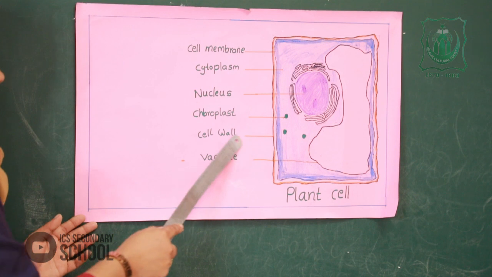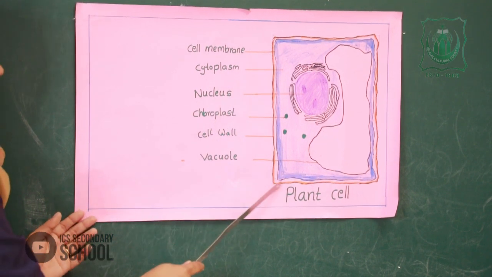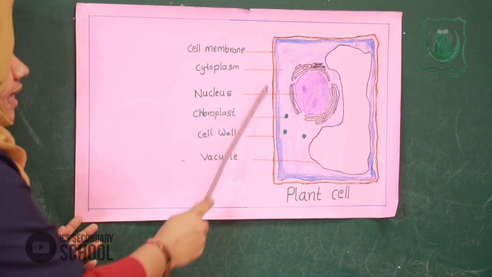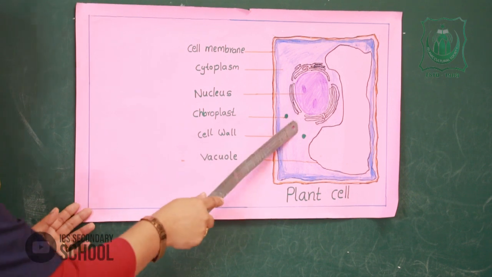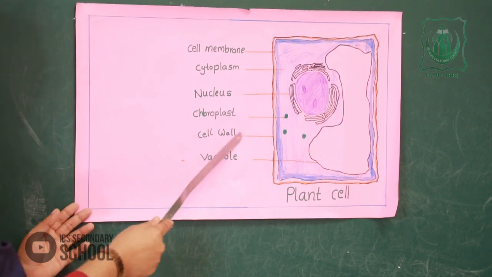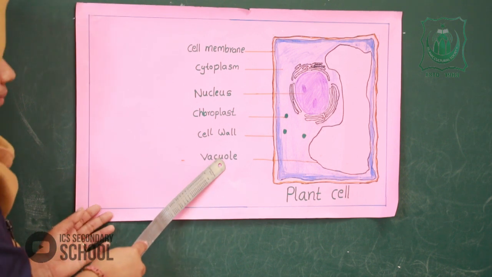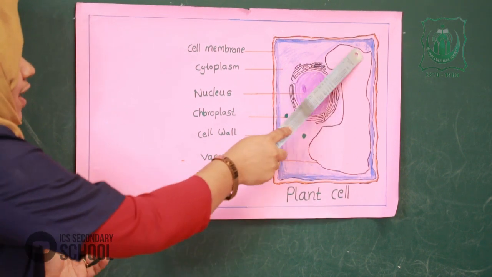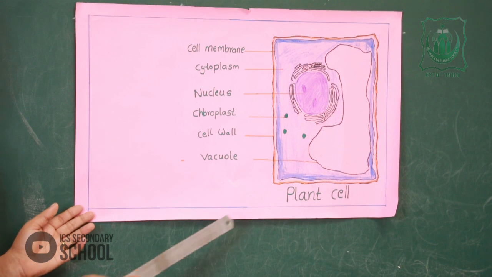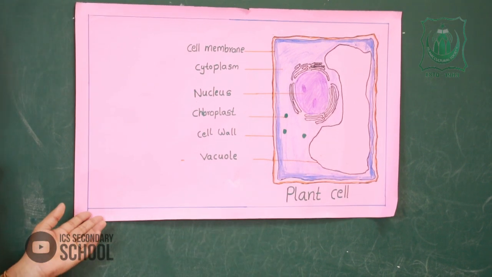Then cell wall. Cell wall is the outer layer of the cell. It is just outside the cell membrane. Then vacuole. Do you see vacuole? Vacuole is a storage bubble.